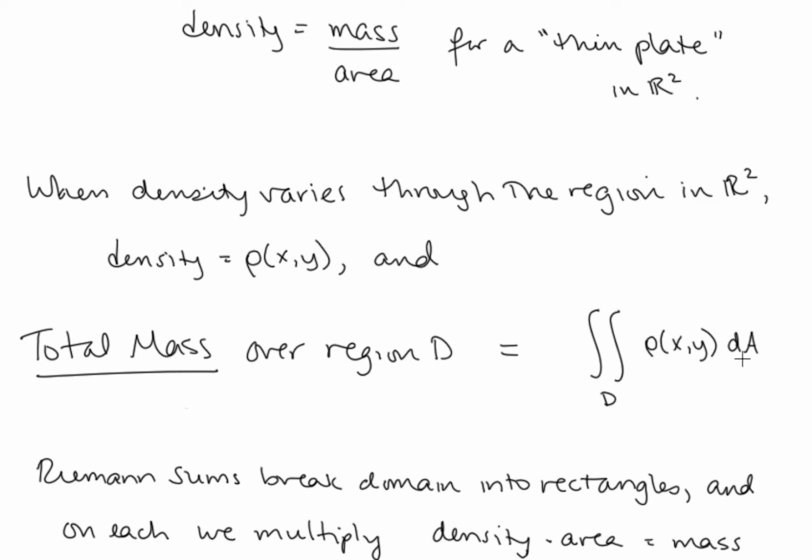But what's happening here is that our density is not constant, our density is changing over the region. So we need to integrate over this region, and what we're multiplying is density times this incremental area. Think about the Riemann sums.